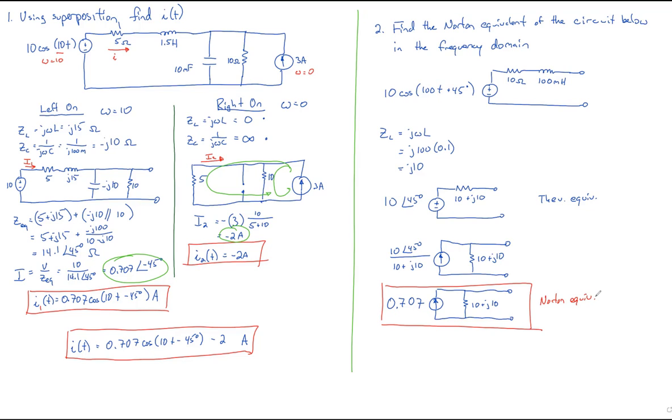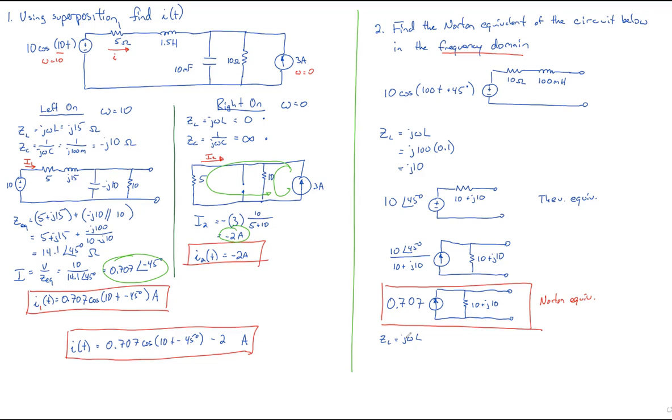Now let's say we were asked a slightly more complex question. Instead of finding the Norton equivalent of the circuit below in the frequency domain, we were asked to find the Norton equivalent of the circuit below in the time domain. So we need to turn this back into the time domain. To do that, we would need to convert this into two different components. And the real part would be a resistor. The positive imaginary part would be an inductor. We already know what that inductor is. It's 100 millihenries. But if we didn't see that, we could convert it.